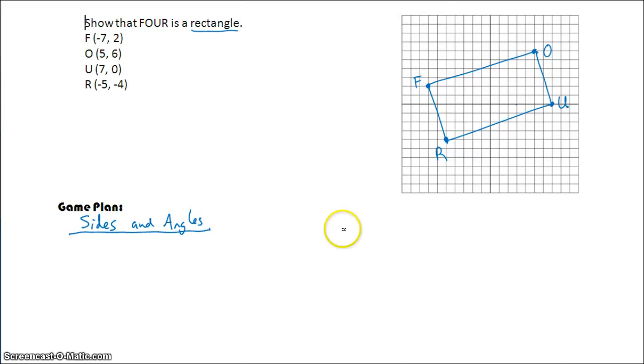To prove that this is a rectangle, the first thing that I need to be able to do is show that my opposite sides are parallel. Now, in order to show that my opposite sides are parallel, FO and RU, and FR and OU, I need to prove that I have equal slopes. I need to use the slope formula and show that these 4 lines, the 2 opposite pairs, have equal slopes.